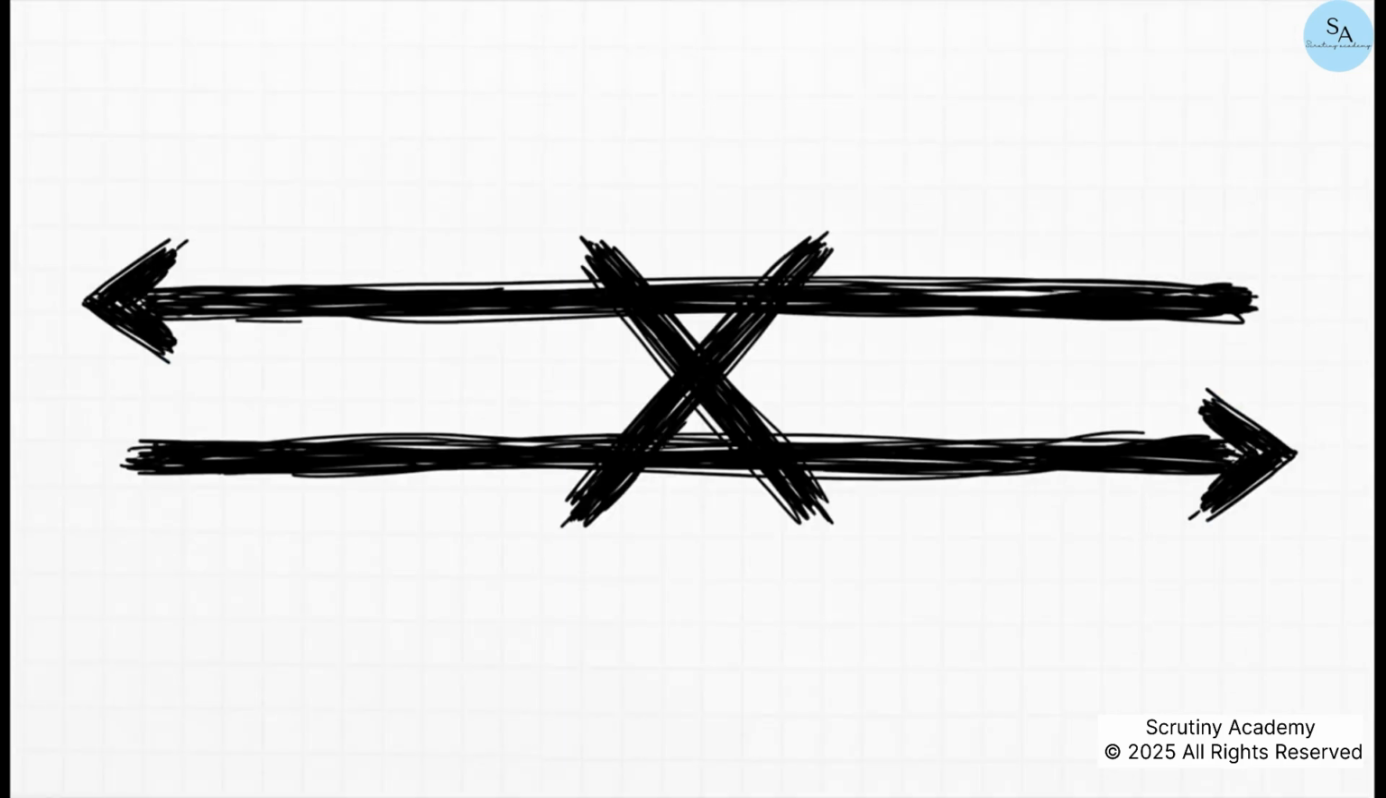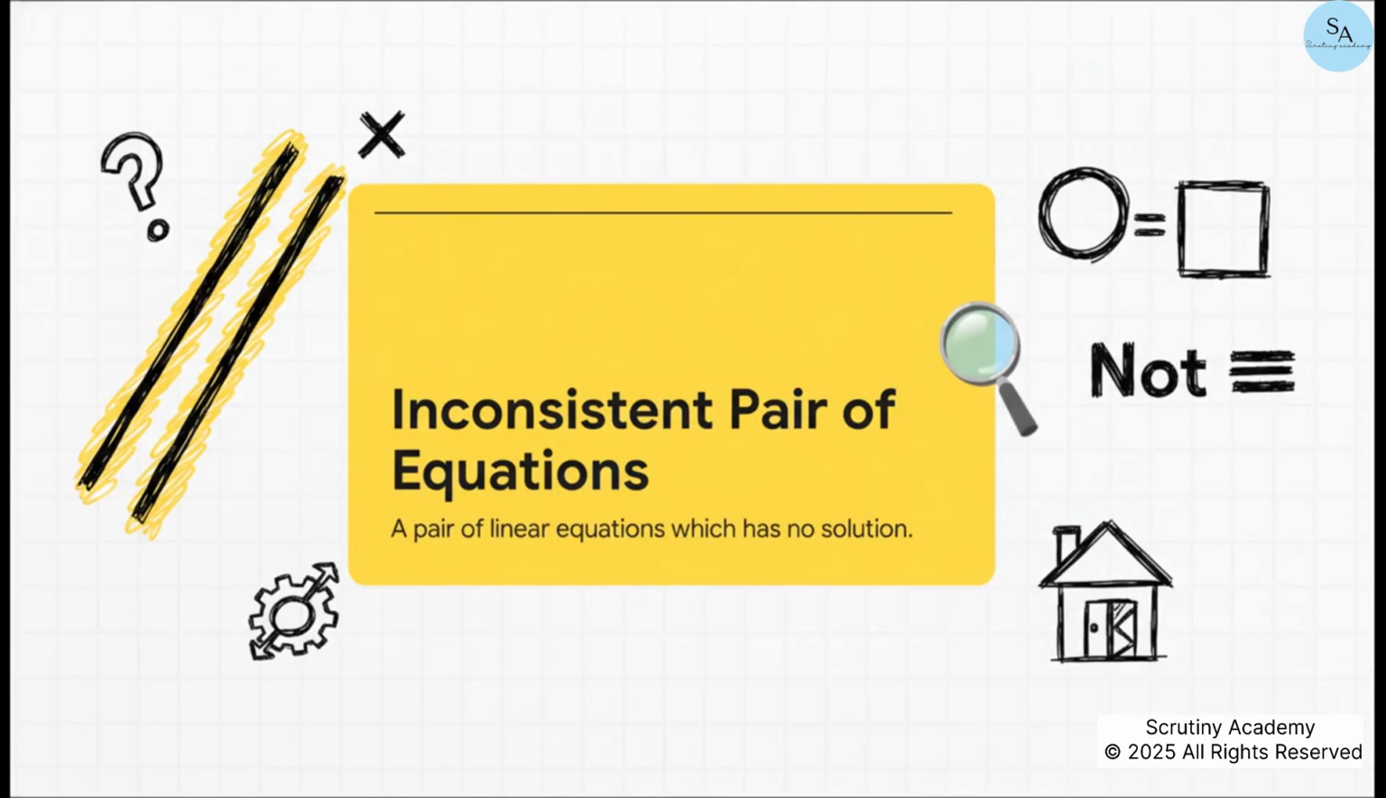Okay, second possibility: what if the lines are parallel? Like railroad tracks. They run alongside each other forever, but they never, ever cross. If our 2 equations give us parallel lines, it means there is no point they share. In other words, there's no solution. And yes, there's a name for this one too. It's called an inconsistent pair. This means the 2 clues we were given actually contradict each other. It's like asking someone to find a number that's both even and odd at the same time. It's impossible. There is no solution.